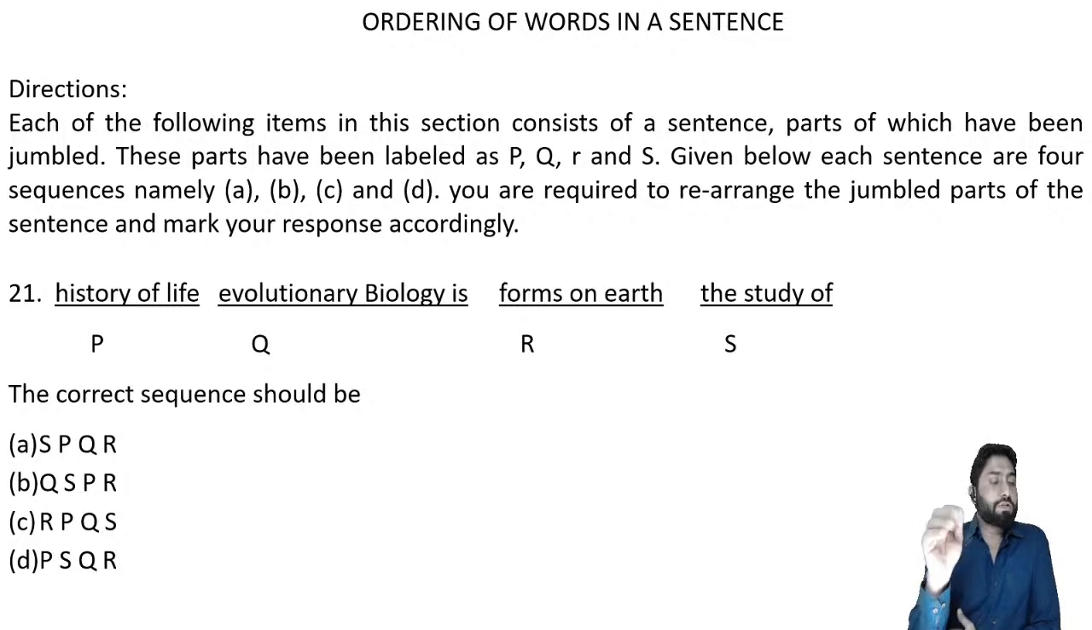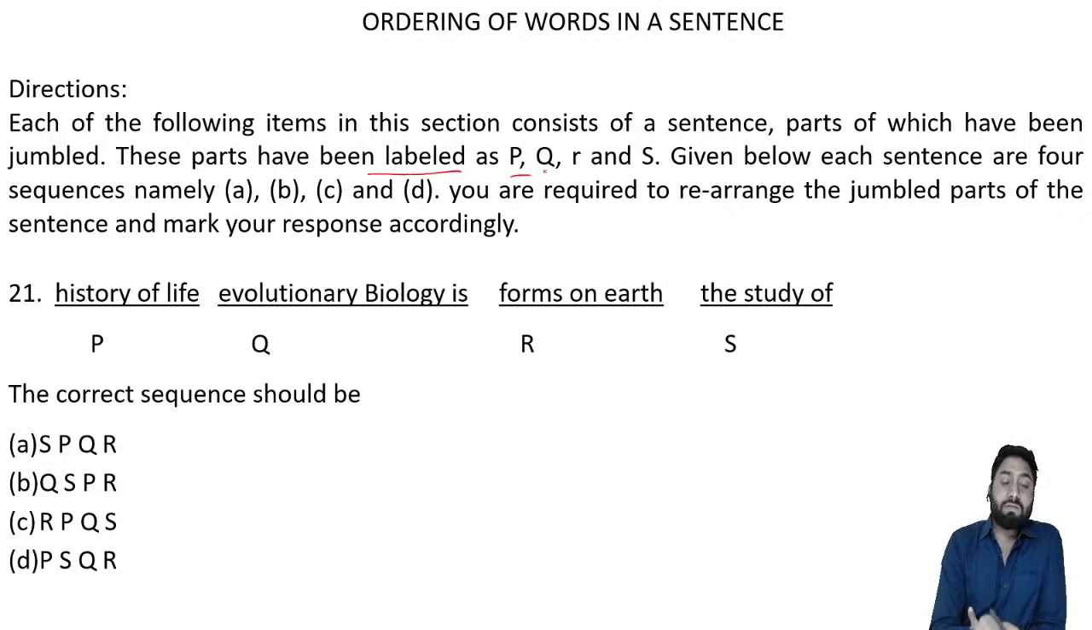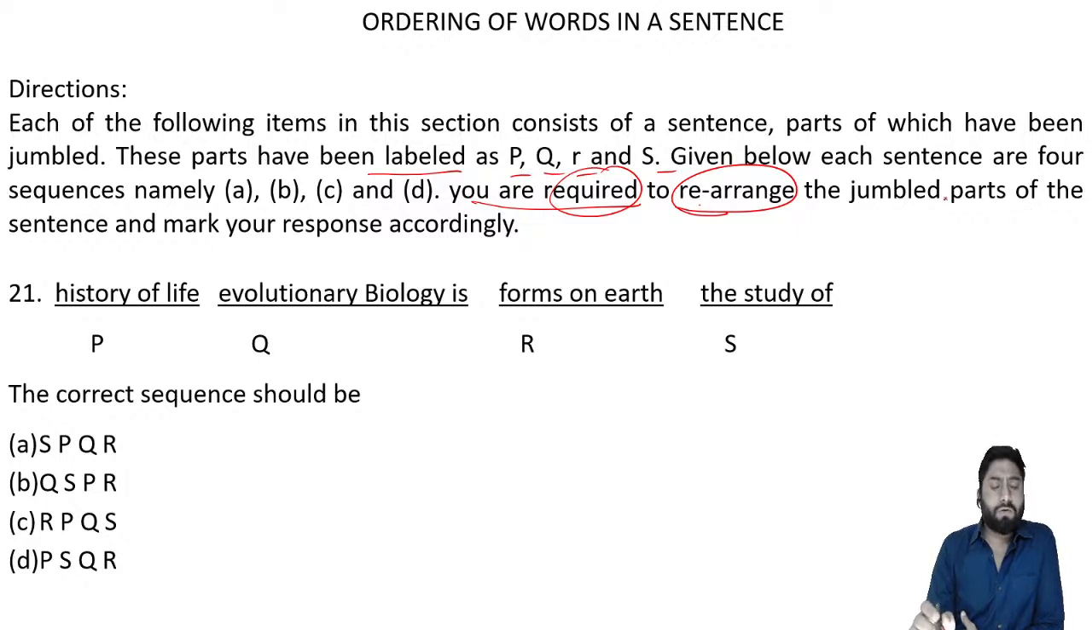Now coming back to this: each of the following items of this section consist of the sentence parts of which have been jumbled, and these parts have been labeled as P, Q, R, S, and given below each sentence are four sequences, namely this, and you're required to rearrange the jumbled parts of the sentences and mark your response accordingly.